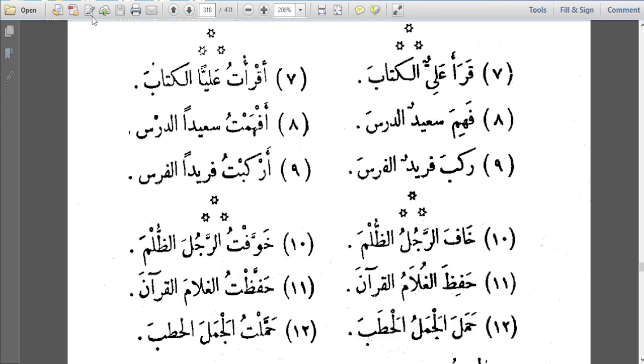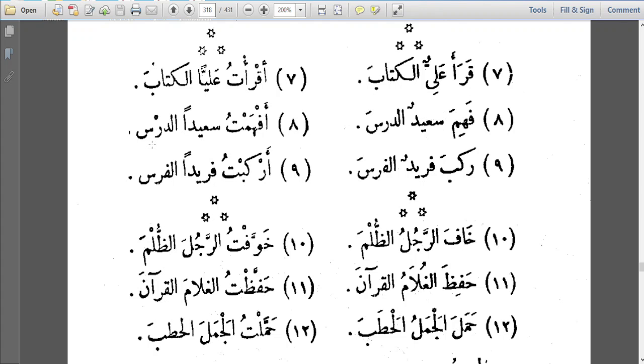So what is happening here? When you look here, we have two maf'ul bihi. Okay. When you come here, same thing, you have two maf'ul bihi. So Aliyan is maf'ul bihi awwal. Al-kitaba is maf'ul bihi thani. Sa'idan maf'ul bihi awwal. Ad-darsa maf'ul bihi thani.